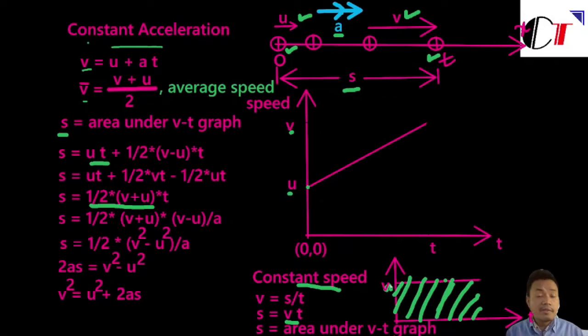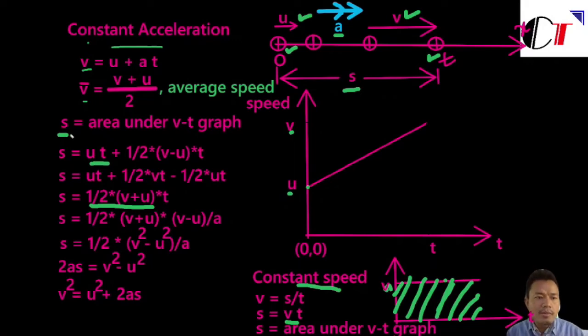From this we can conclude that if you want to find the total distance of the particle in any motion, all you need to do is find the area under the speed-time graph. And of course this we can apply to our constant acceleration problem. So let's get back to here.